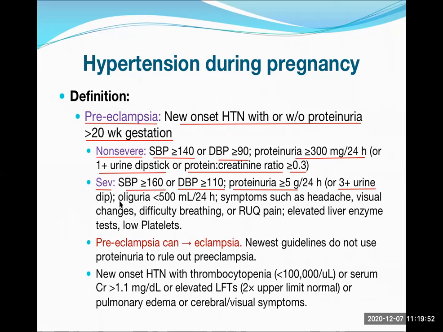Apart from that, there are so many other symptoms because multiple organs may be damaged by the severe hypertension, and they are oliguria of less than 500 ml in 24 hours. Symptoms like headache, visual change or blurring of the vision, difficulty breathing, and right upper quadrant pain, elevated liver enzyme, and low platelet. Okay, these are very important points. So let me clarify these one by one for you. Oliguria means kidneys are involved. Probably kidneys are not functioning properly as a result of a sudden increase in blood pressure.